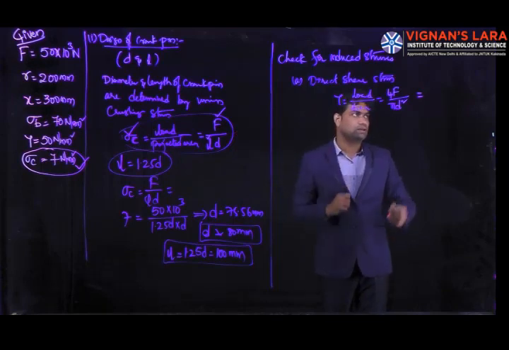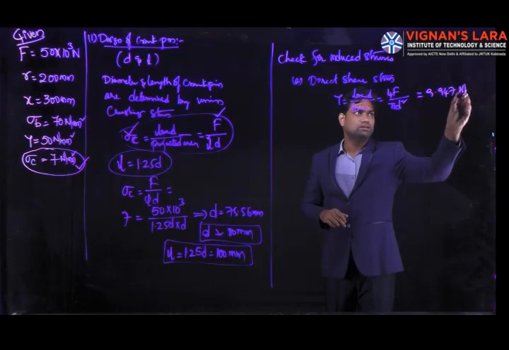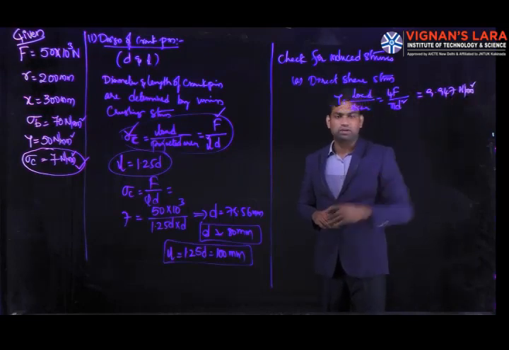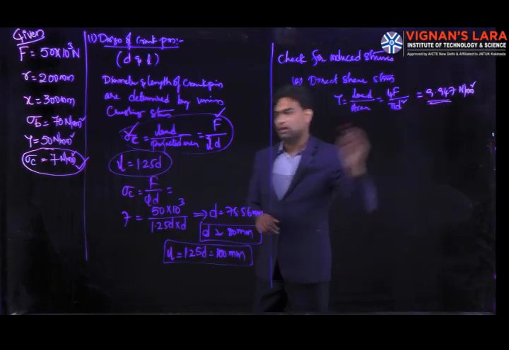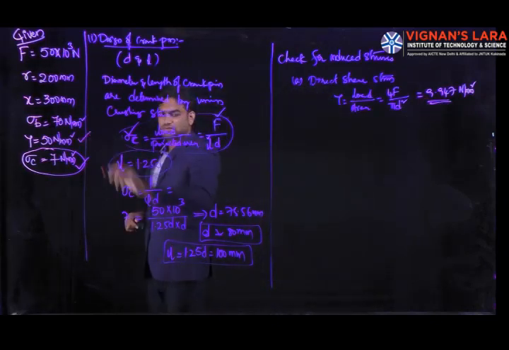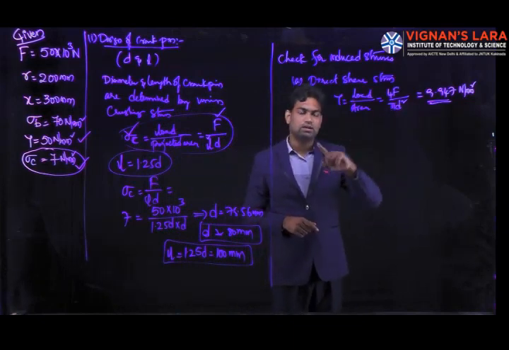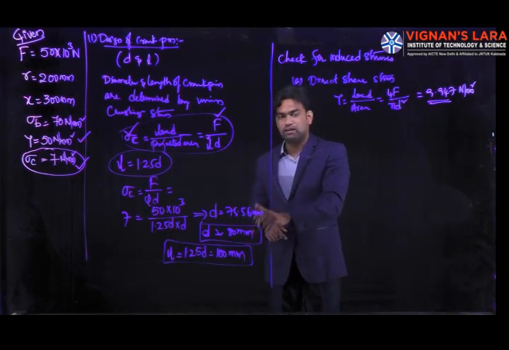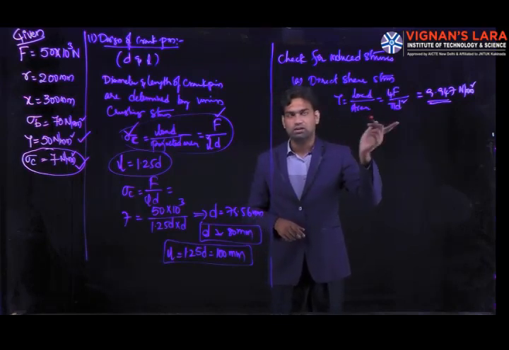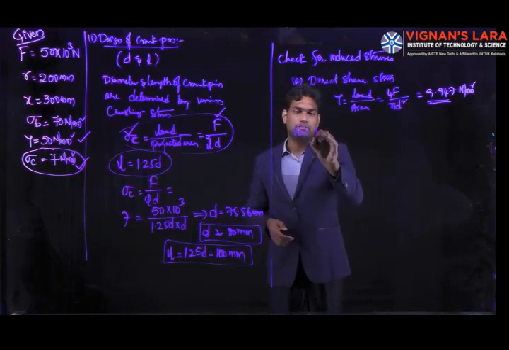So here the induced shear stress I may get by substituting all the values: 9.947 Newton per mm square. So you can check this value with the allowable value. The allowable shear stress is 50 Newton per mm square, but the induced stress is 9.947. So the pin, with the dimensions whatever we calculated here, that is 80 mm, is going to withstand in shear, so it is not failing in shear. You can also check the bending stress.